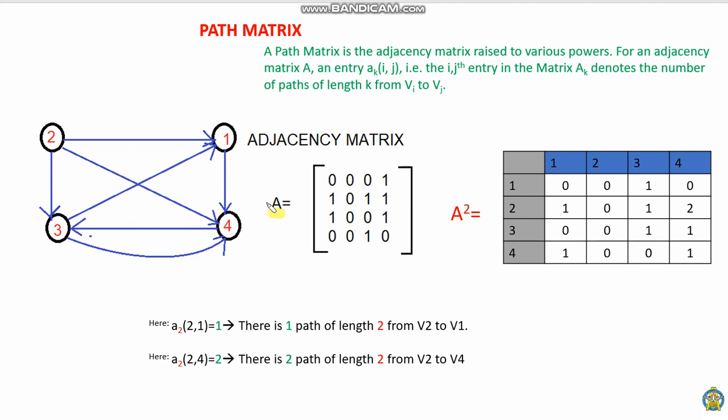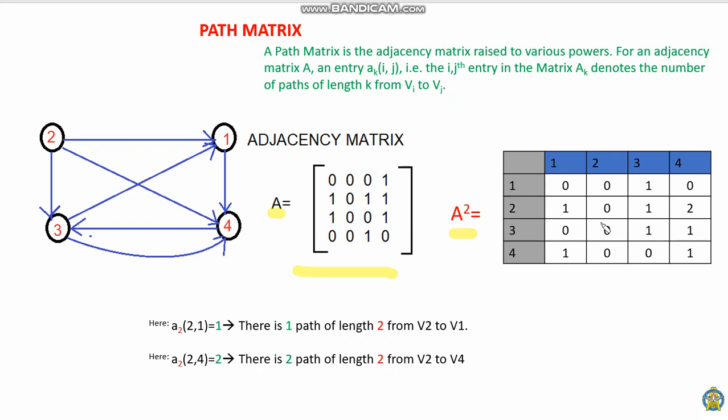Now suppose I square this matrix, that is A square, I should get this value. Look at the values. So we can find different powers, A to the power k. This is A to the power 2. Now look at the definition. For an adjacency matrix A, an entry in the matrix, the ijth row and column, for the power k, here k is 2, A square, the ijth entry denotes the number of paths of length k from Vi to Vj. So number of paths available.